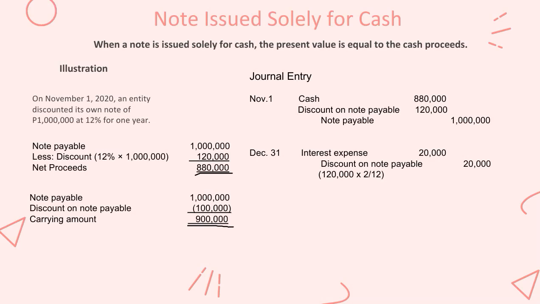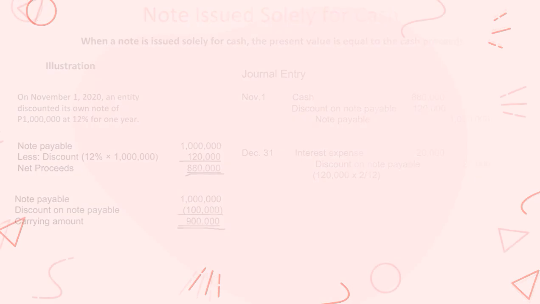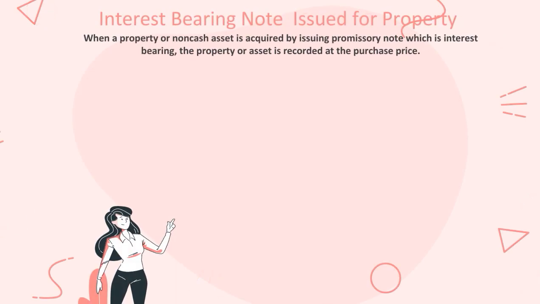Okay, so now let's move on to our second illustrative example, which is all about interest-bearing note issued for property. So what do you mean by interest-bearing note issued for property? An interest-bearing note is actually a note payable or a promissory note that has an interest. In simplest terms, when a property or non-cash asset is acquired by issuing a promissory note which is interest bearing, the property or asset is recorded at the purchase price, okay?